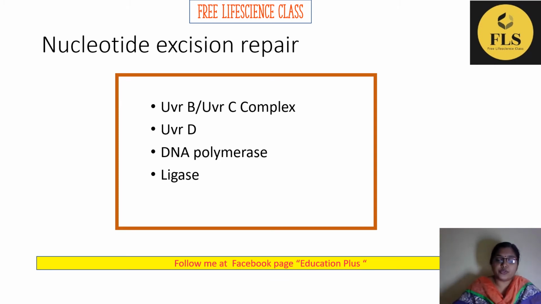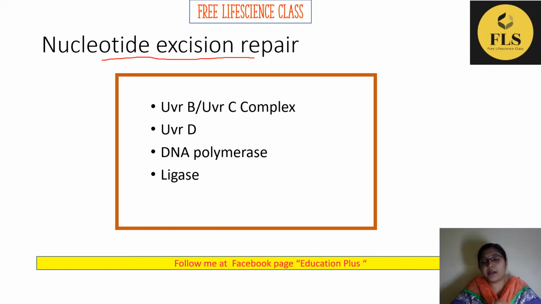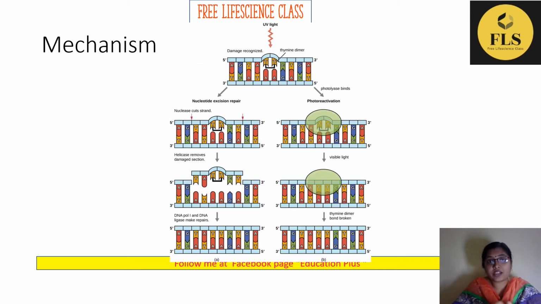Now we can move into the method by which this nucleotide excision repair mechanism acts. This mechanism actually appears when the damage is caused by UV light. A DNA is damaged due to the UV light. Basically what happens is that when UV light hits the DNA, if any thymine is placed nearby in the DNA sequence, then they will form a dimer.